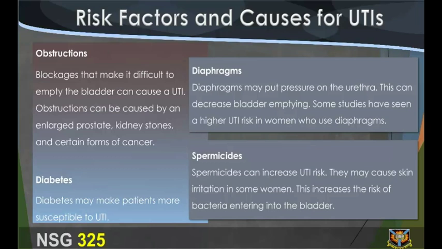Diabetes. Diabetes may make patients more susceptible to a UTI. Diaphragms. Diaphragms may put pressure on the urethra. This can decrease bladder emptying. Some studies have seen a higher UTI risk in women who use diaphragms. Spermicides. Spermicides can increase UTI risk. They may cause skin irritation in some women. This increases the risk of bacteria entering the bladder.